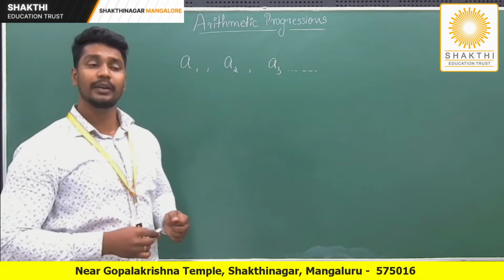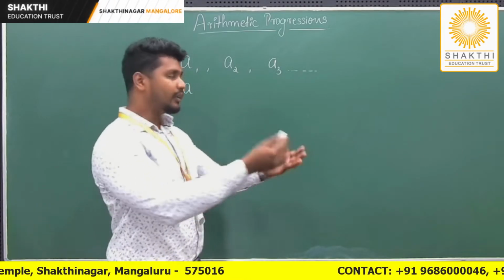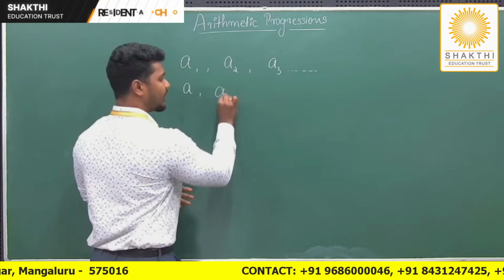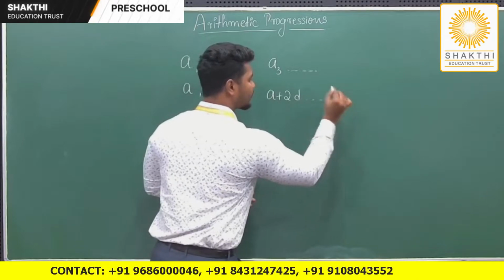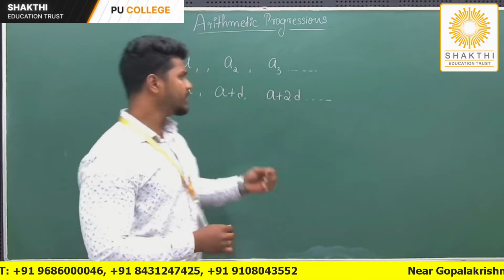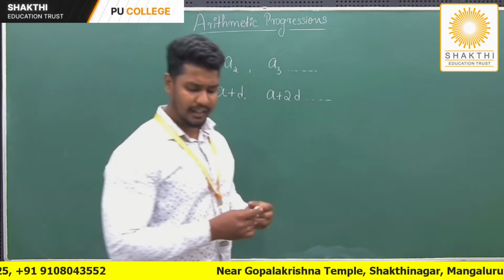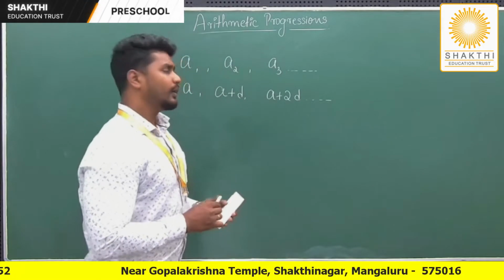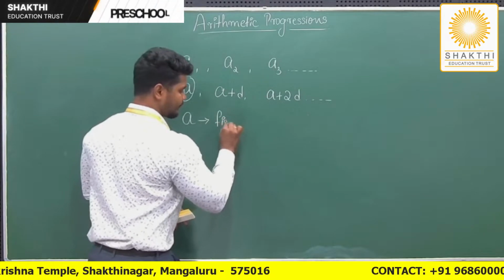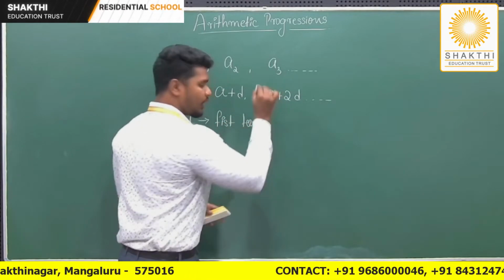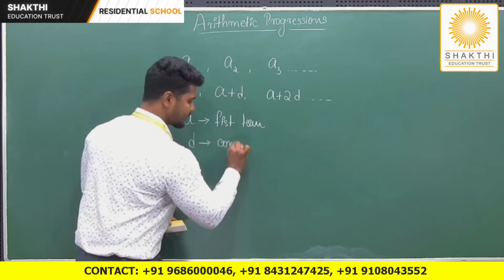Now the progression in which the first term is written as A and the forward terms have a common difference, A plus D, and the next is A plus 2D and so on, is called an arithmetic progression. The progression written in the form of A plus D, A plus 2D and so on is called an arithmetic progression. Here we call A the first term of the arithmetic progression, as well as D is called the common difference.